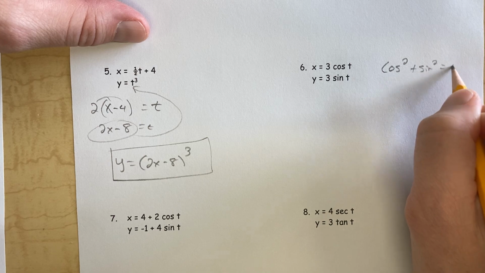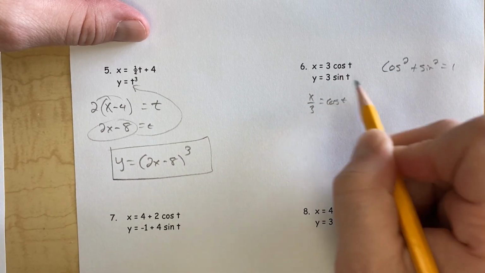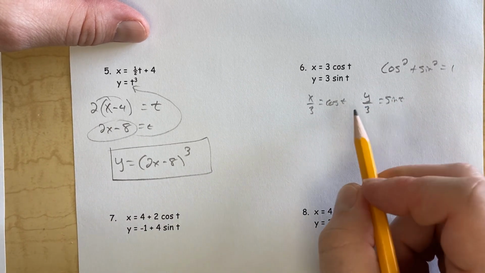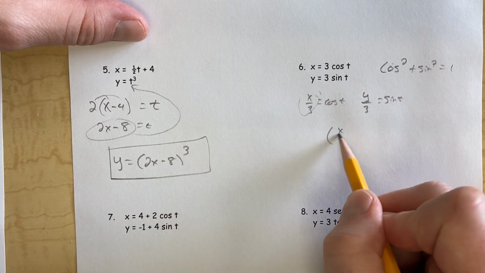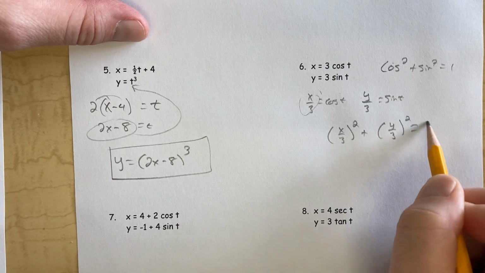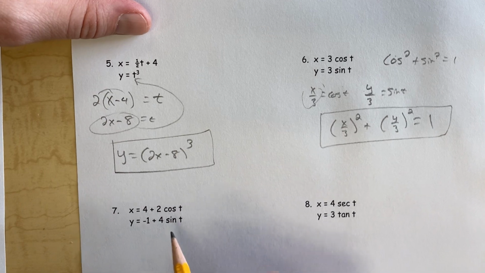Okay. For cosines and sines, remember we're going to use the idea that cosine squared plus sine squared equals 1. So what we're going to do is divide by 3 on the top one, divide by 3 on the bottom one, and then cosine squared plus sine squared equals 1. All right, and that'd be our equation.